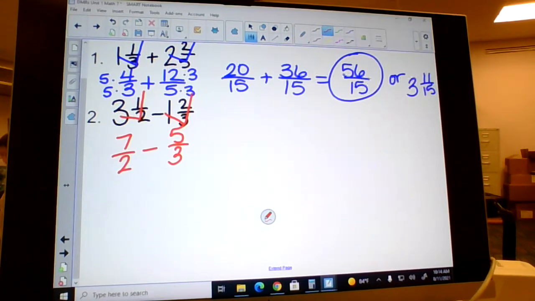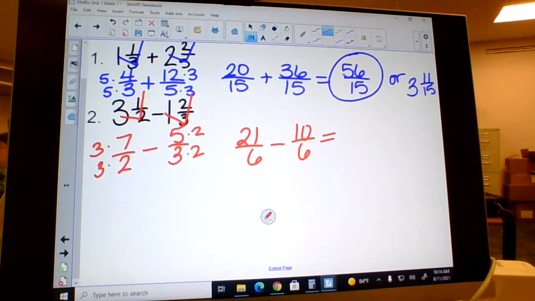Okay, so what am I going to multiply this one by? 3. And this one I'm going to multiply by 2. Alright, so 3 times 7 is? 21. Yes, 21 sixths, and then 5 times 2 is? 10. So 10 sixths, which would be? 21 minus 10? 11. So 11 sixths, good job. Or if you make that 1 and 5 sixths, that's still the same thing, and that's okay.